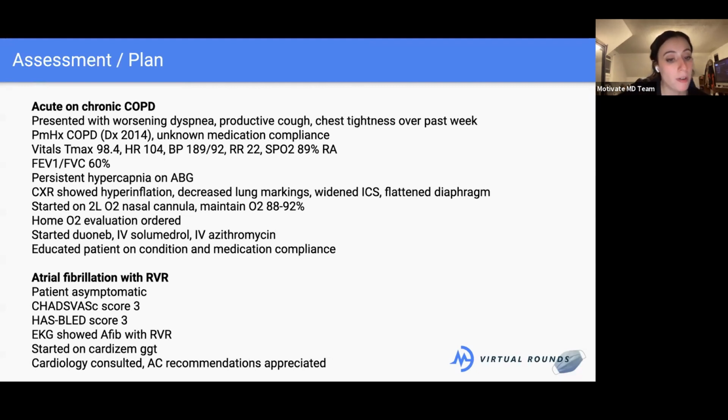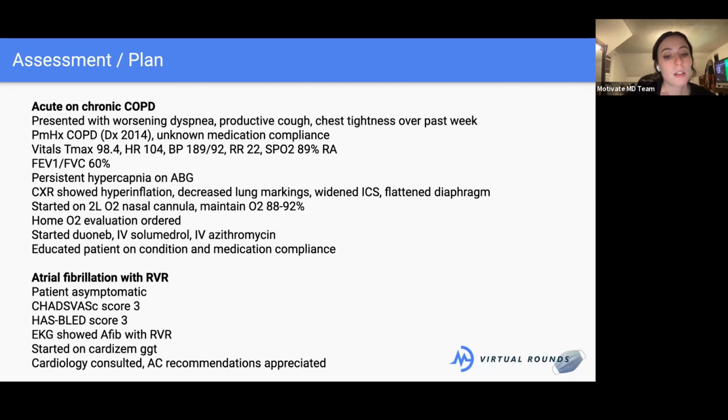Home O2 evaluation ordered. So that means that someone's going to come in, check out, see if he needs like a nasal cannula to bring home with him later when he's discharged. And now our medication. So he was started on DuoNeb, which we'll talk about a little bit, but it's an inhaler. It's like kind of got 2 medications in it to help dilate his bronchioles. IV Solu-Medrol, which is a steroid, and then IV azithromycin.